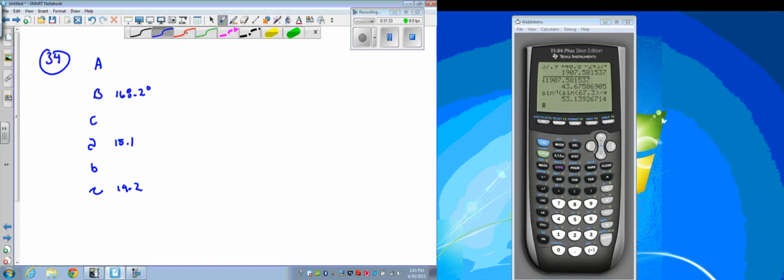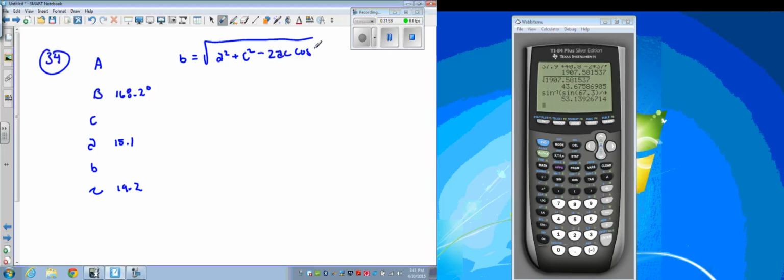What's the first thing? Oh, hang on. We have to find the third side, right? Which is going to be the square root of A squared plus C squared minus 2 cosine of B. All right. Let me calculate this guy. I think that's a 15.1, wasn't it? Yeah.